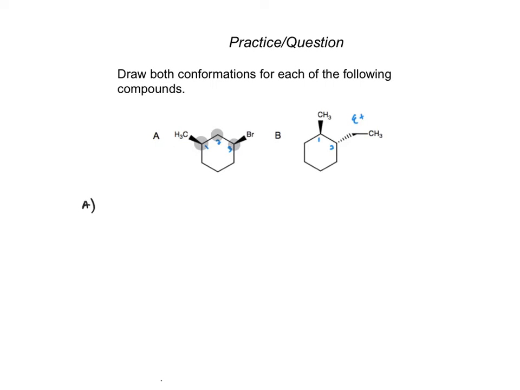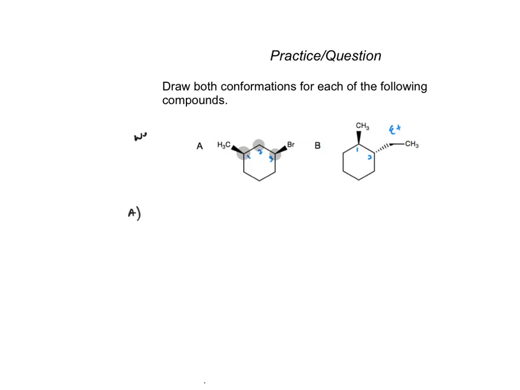Okay, so now we talked about in that previous slide how anything on the wedge, which is coming out at us, we're going to define as being in the up position at whatever carbon we're dealing with on our cyclohexane ring. And then anything on the dash, which is going into the board, we're going to define as being in the down position at whatever carbon we're talking about.